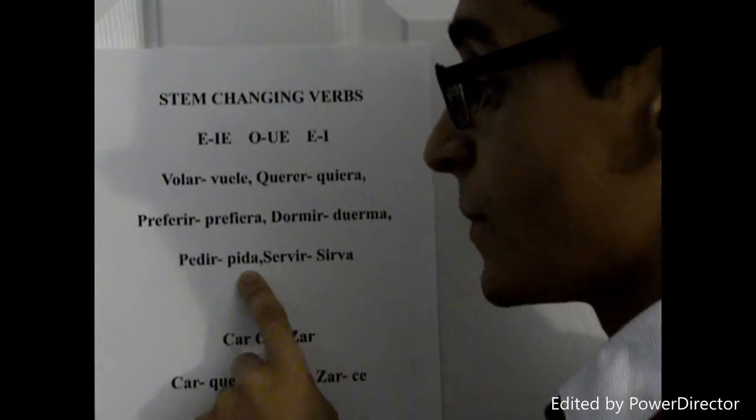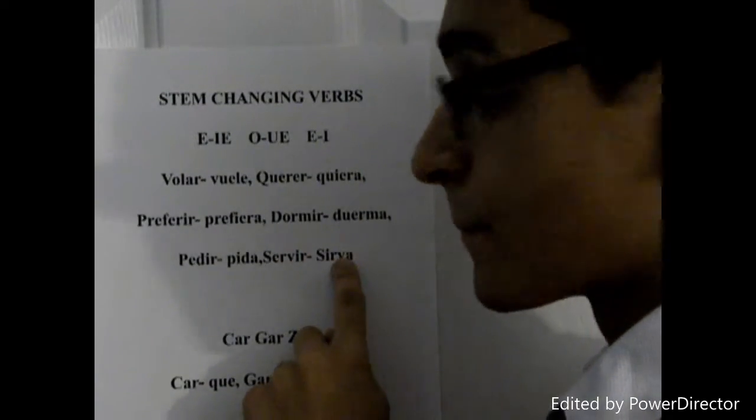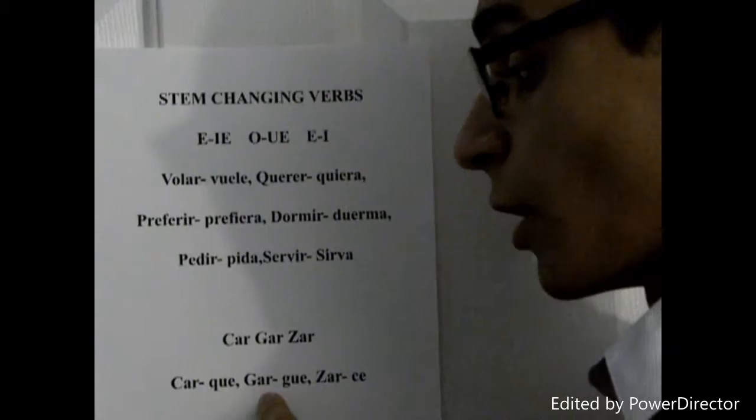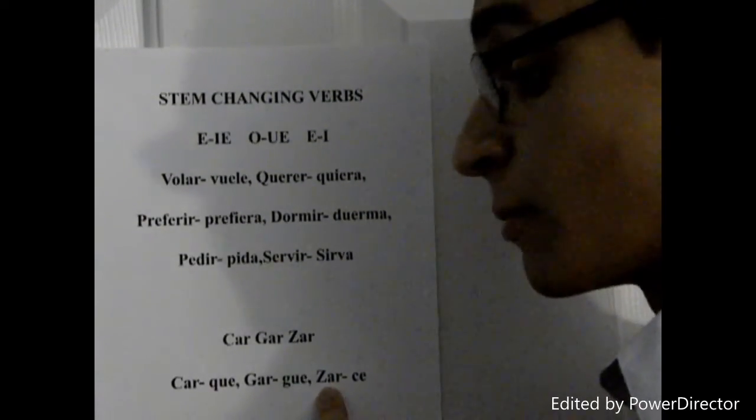Pedir, pida. Servir, sirva. Now, as in the past, there are car, gar, and zar verbs. The same rules still apply, where car becomes que, gar becomes gue, zar becomes ce. I hope these clear things up for you, and help you be able to understand the subjunctive tense a bit better. Thank you.